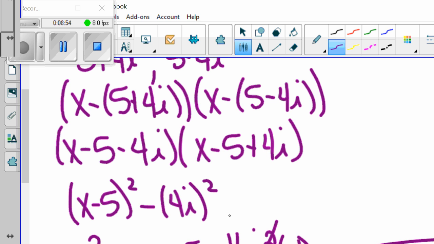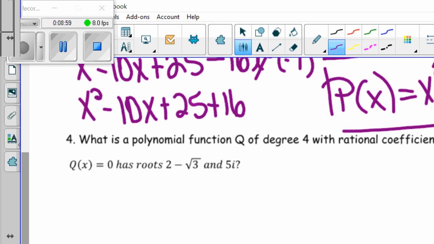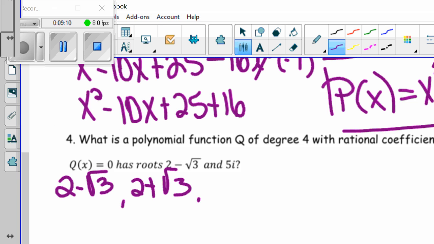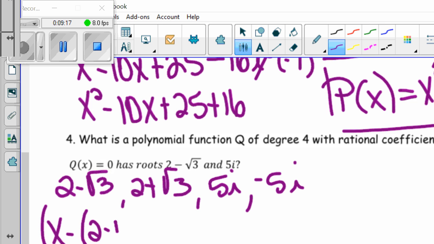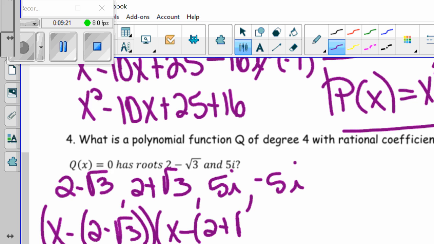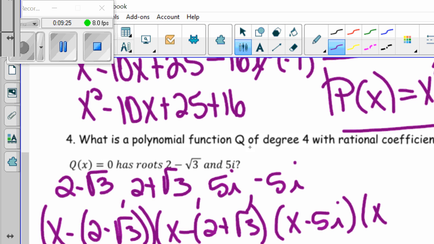Right, let's do another one. So this next one, what is a polynomial function q of degree 4 with rational coefficients such that we have roots? So we have 2 minus the square root of 3, 2 plus the square root of 3, 5i, and negative 5i. So again, x minus, parentheses, 2 minus the square root of 3, x minus, parentheses, 2 plus the square root of 3, x minus 5i, x plus 5i.